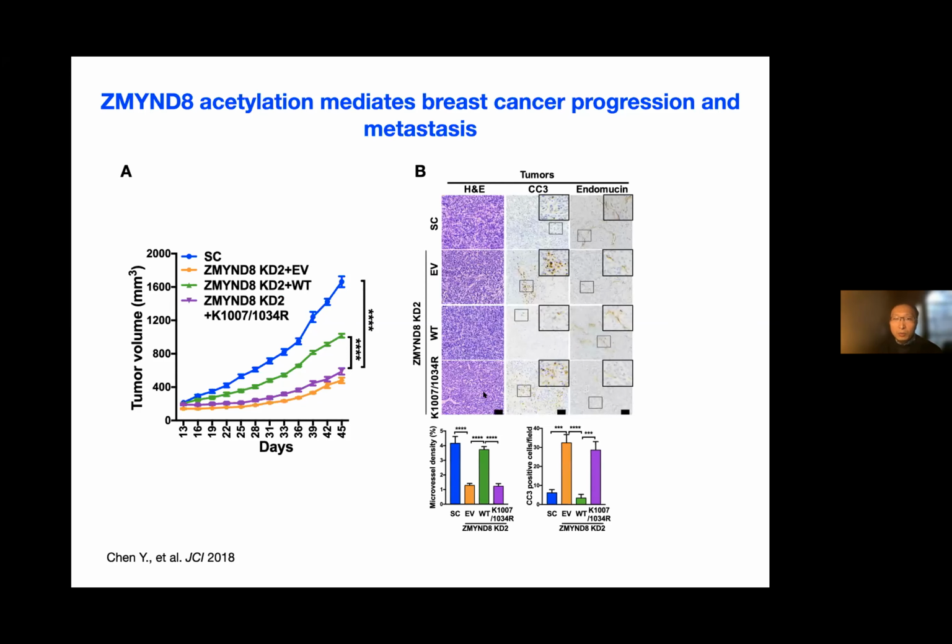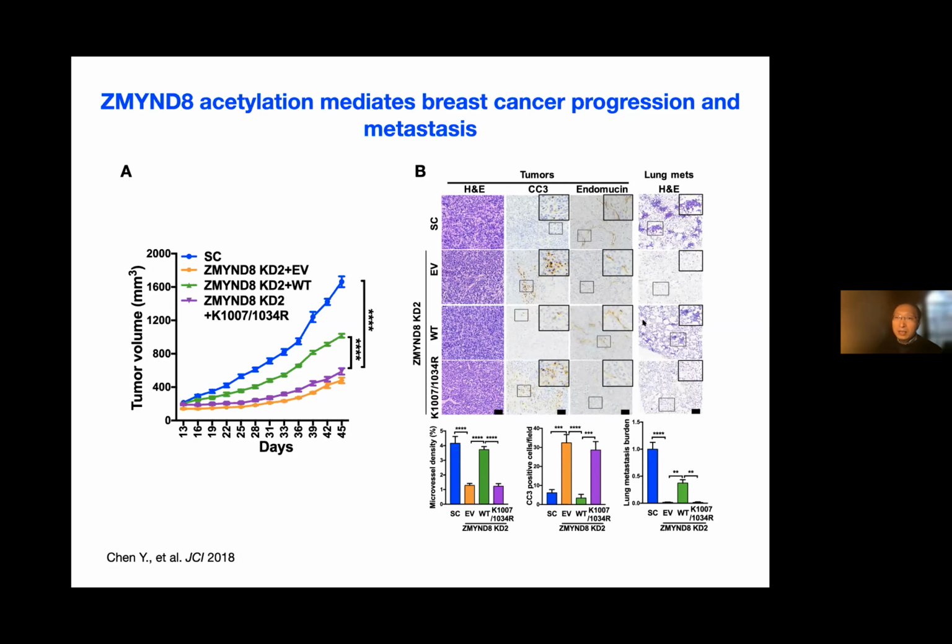And in the knockdown tumors, we see increased cleaved caspase-3 and reduced angiogenesis. This can be reversed by wild-type, but not by acetylation-resistant Z1D8. So here is the data quantification, and a similar phenotype for the lung metastasis. This suggests Z1D8 can control breast tumor growth and metastasis through activation of HIF-1 and HIF-2.